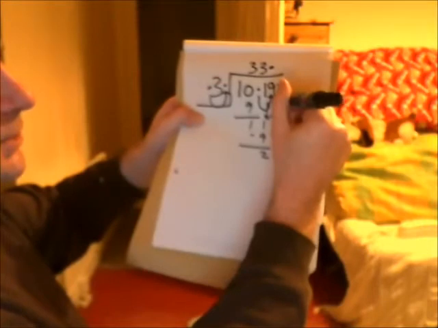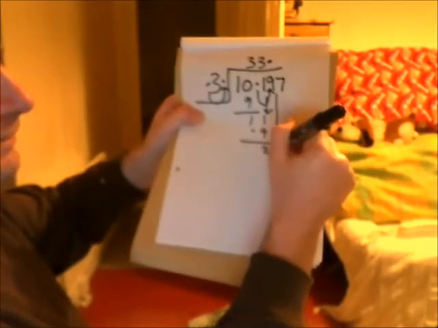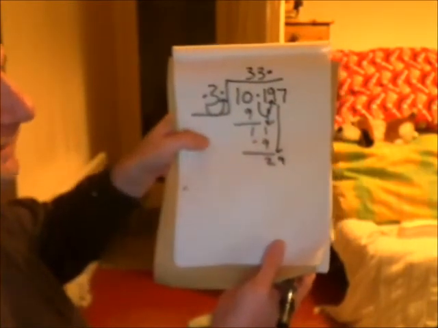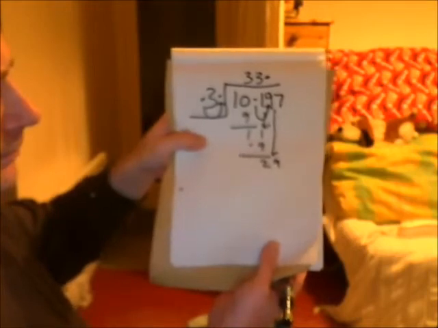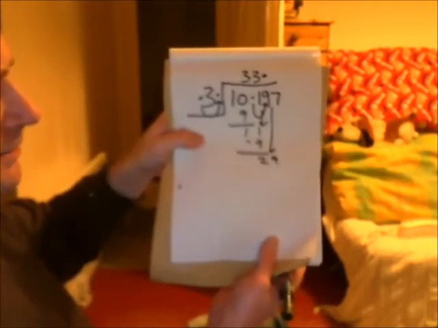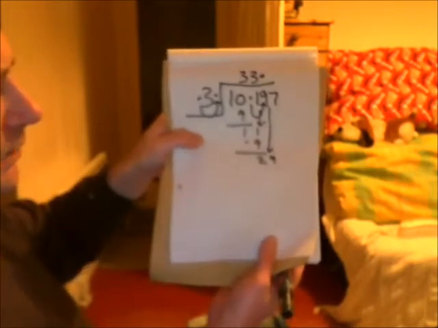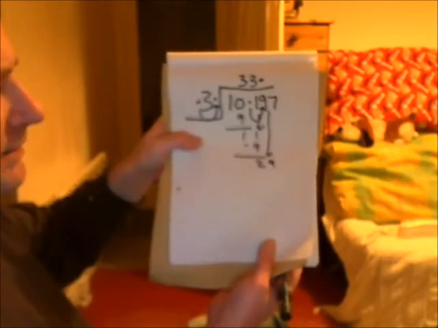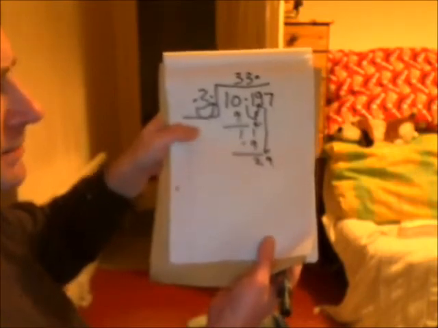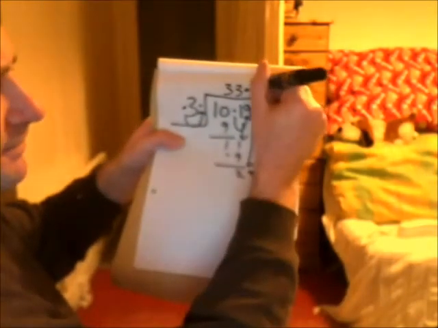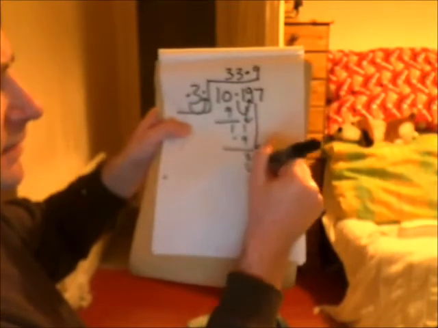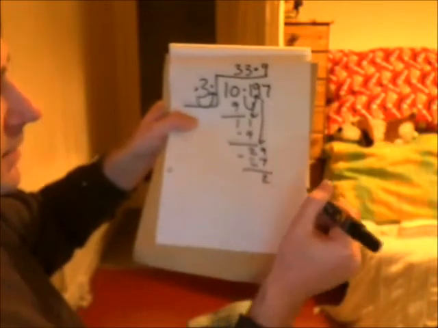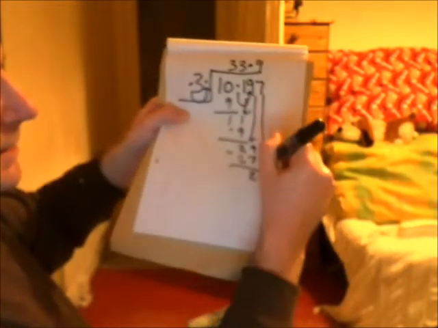Bring down the next number, which is the 9. How many times does 3 go into 29? 3 times 9 is 27, so it must be 9. 9 times 3 is 27. Again, same procedure as long division, exactly the same, leaves us with 2. Last number we're bringing down is the 7.